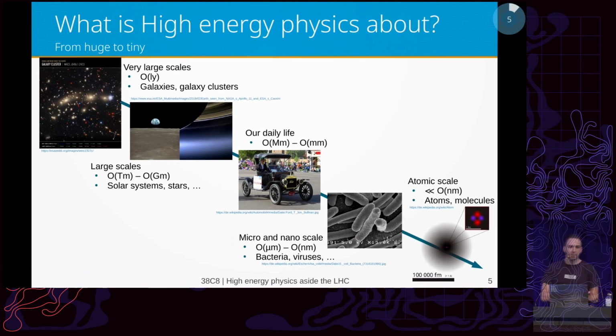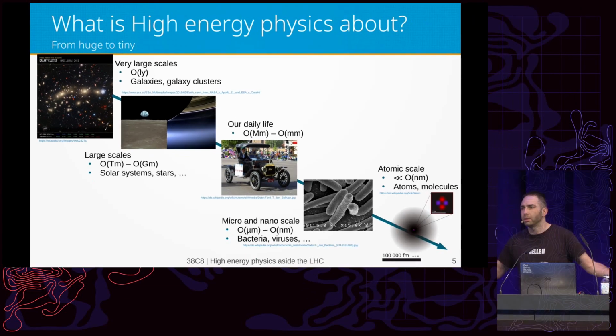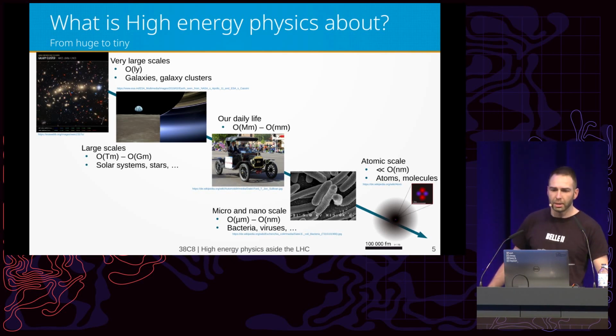So what is high energy physics about? Let's go from huge to tiny. We go from the very large scales, galaxy clusters. If you want to hear more about this, for example, listen to the Euclid talk again. Then we go to large scales, which is on the order of several thousand or maybe millions or billions of kilometers, like solar systems and stars and so on. Our daily life, we know, of course, best. We can grasp orders of millimeters, maybe slightly smaller, and up to thousands of kilometers. I mean, many of us have flown to distant places, thousands of kilometers away.